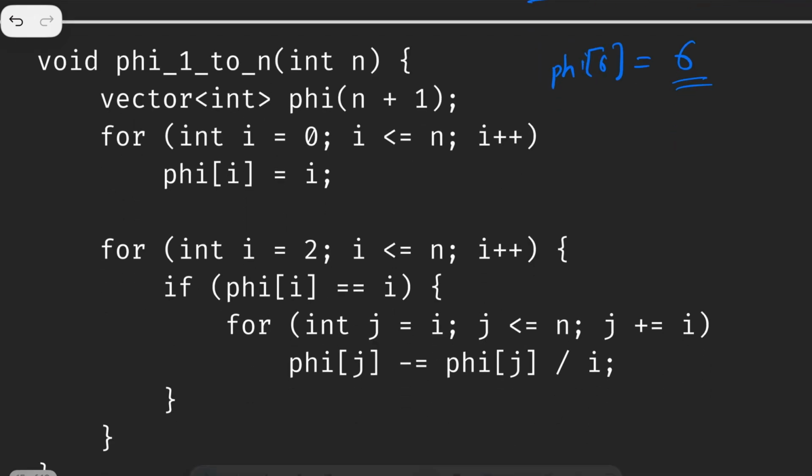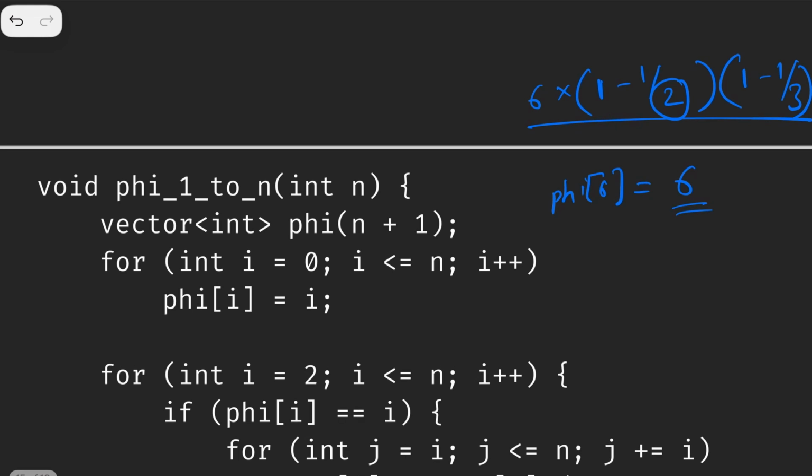Once we start this particular loop, look at this particular if condition. We are checking whether phi of i is equal to i or not. If phi of i is equal to i, then none of the previous numbers have divided it. Because if it would have been divided by any previous number, then it would have gotten updated. That means this particular i is a prime number. So we are going to take that number and update the value for all its multiples. That's what we are doing here, right?